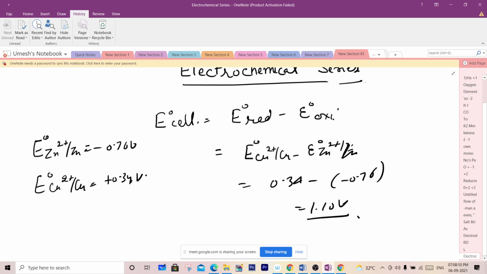That is how we find out the cell potential value. Got it? Okay, now we come to the next topic.